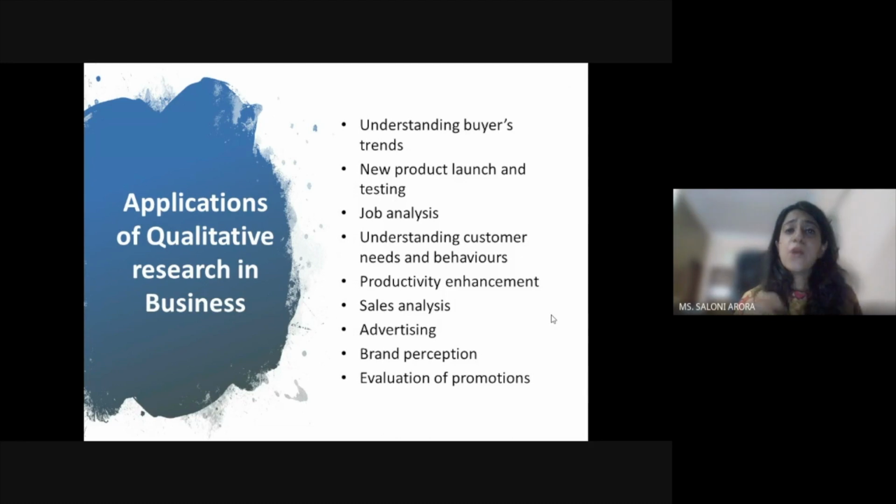Then new product launch and testing. Again, a very, very important factor from the business point of view. If you're coming up with a new product, you can't take the risk of blindly entering into the market with excessive competitors. The important task here is that you understand your customers beforehand. Are they even going to like your product? Is it what the customers are looking for?